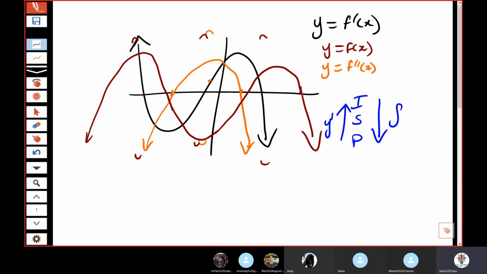And then look how many intercepts it's got. 1, 2, 3, 4. It's got 3 turning points. 1, 2, 3. Done?